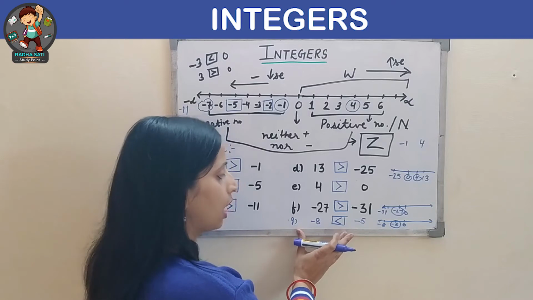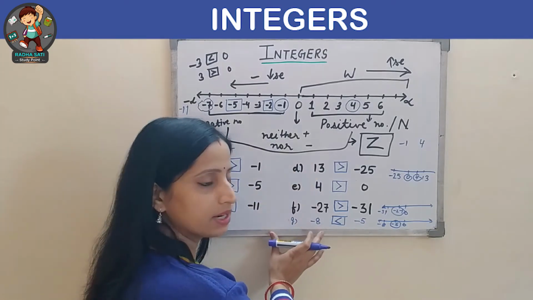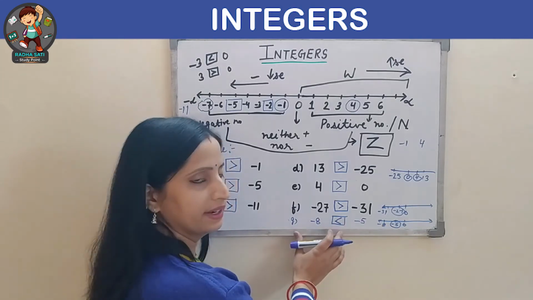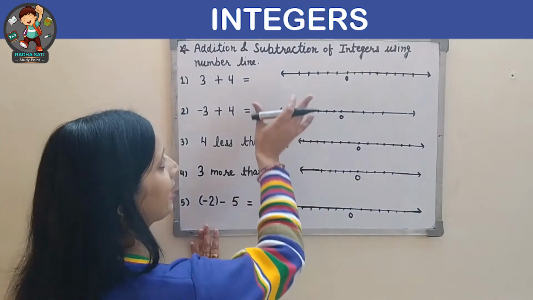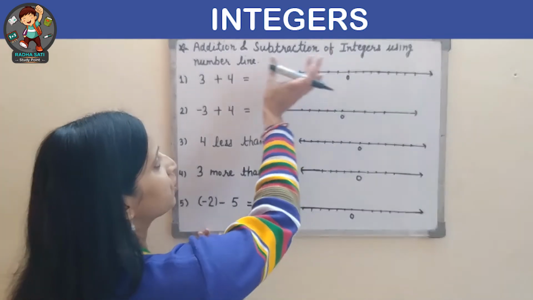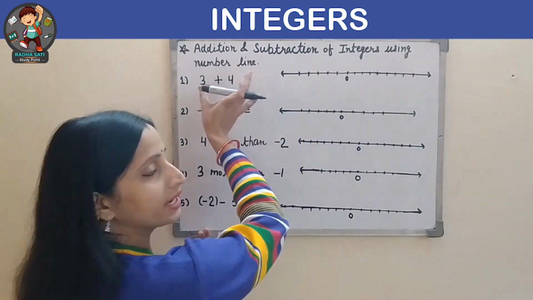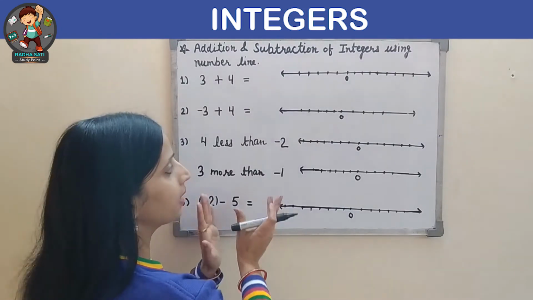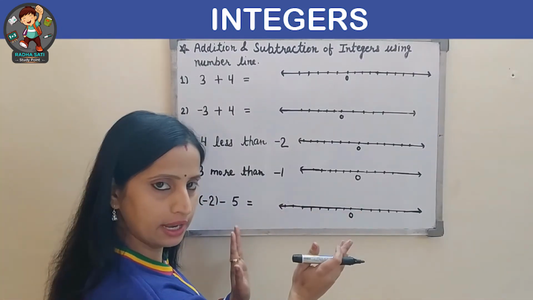So I hope that now you understood how to compare the numbers using number line, and the concept behind this. Now we will move on to the next concept, that is addition and subtraction of integers using number line. So these are some examples. Now we will learn how to solve them by using number line.